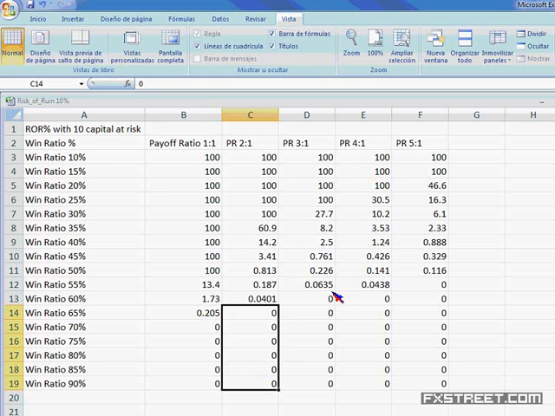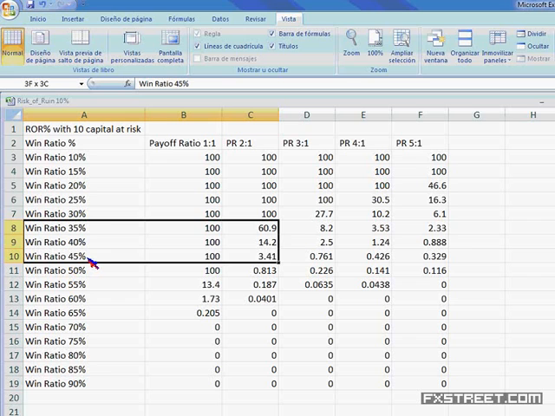Now, let's take this again and go down to 5% and see how the burden is. But look at this here, at 10%, you only need a 2-to-1 R to R at 45% accuracy, and you will have a 3.41% chance of blowing up your account. That's pretty manageable for most people. 45% accuracy, 2-to-1 R to R, pretty manageable for most people.